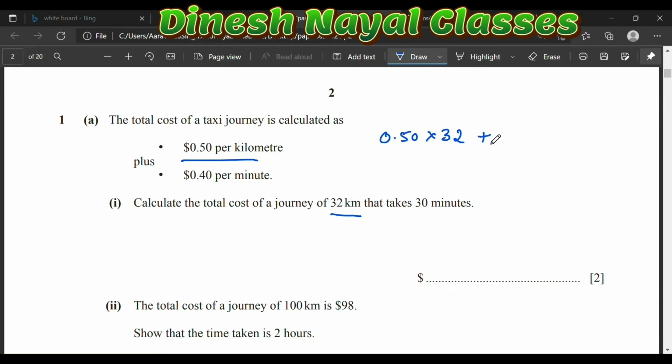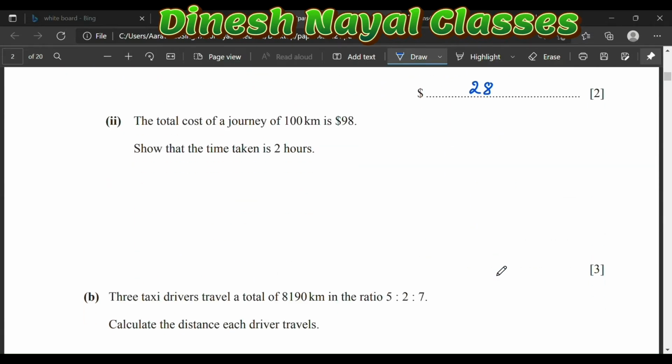and then plus 0.40 times 30, because that's $0.40 per minute and the total time is 30 minutes. Now calculating this in the calculator, you get 16 plus 12. So 16 plus 12 total is $28. So 28 is the answer.